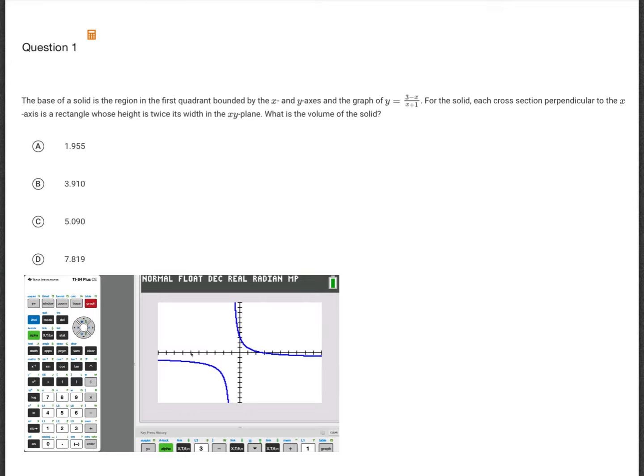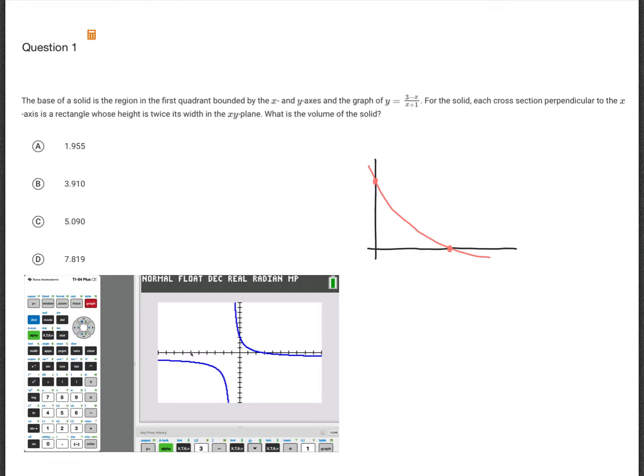Okay, they say for the solid, each cross-section perpendicular to the x-axis is a rectangle whose height is twice its width. Okay, so let me draw that. This will be easy to draw. So I'm just interested in the x and y axis. And the curve looks like it does something like this, and then hits the x and y axis at a couple points there.